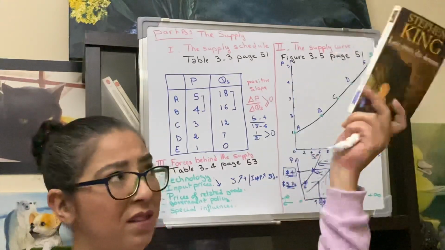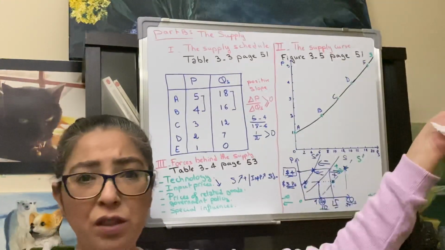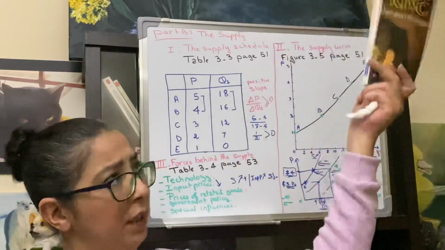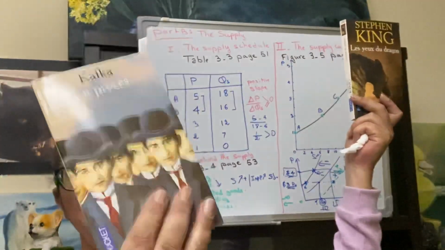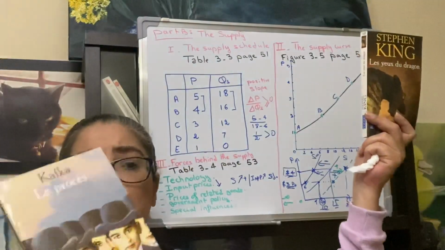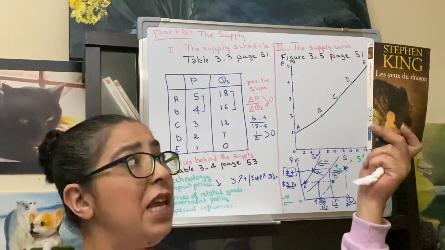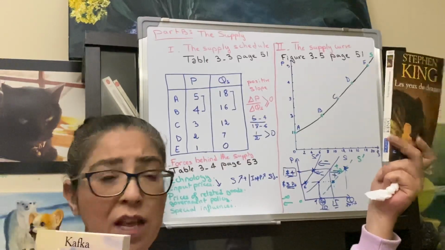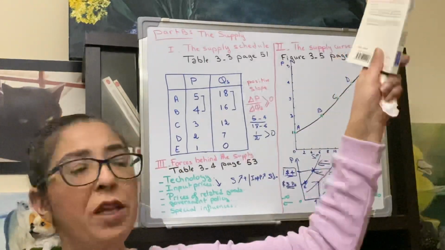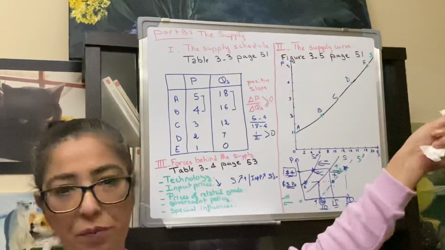So because this is a substitute, a related good, people are going to buy this one, and this one is going to be supplied less. So its supply is going to decrease even though its price stayed the same. Okay? So when the price of this one goes up, because everybody wants it, it's going up.